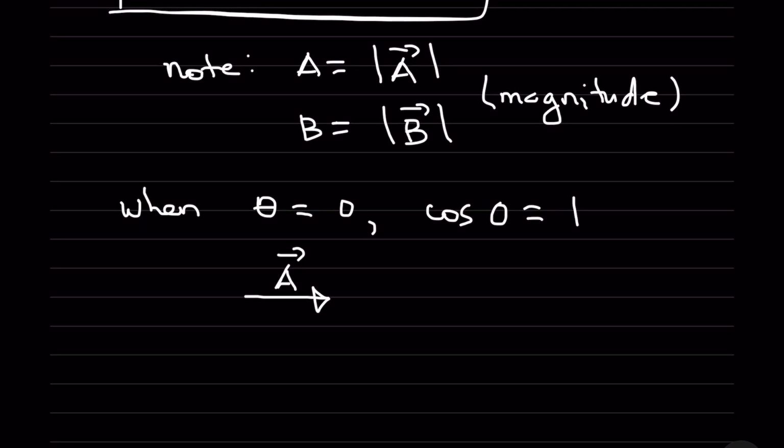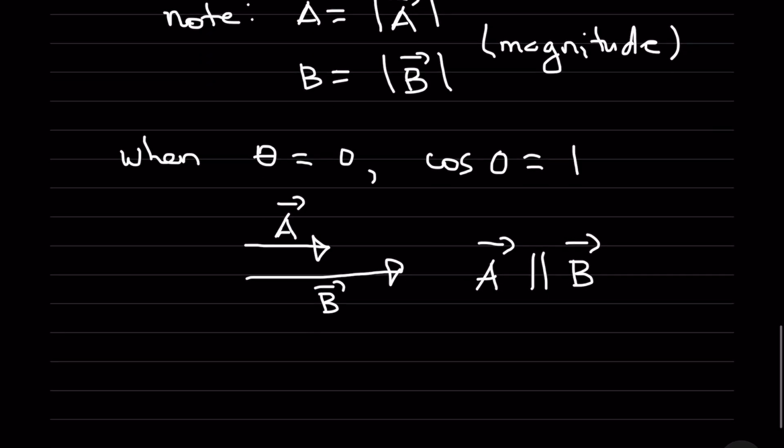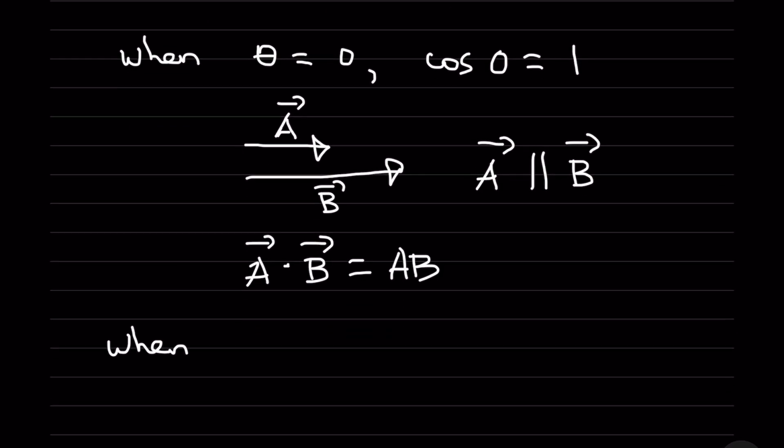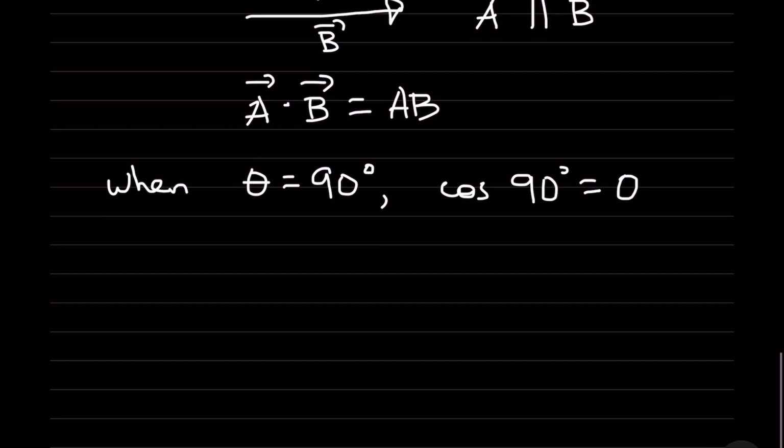Let us consider different cases. So when theta is equal to 0, that is the case when the two vectors are parallel to each other as shown in this figure. The value of cosine 0 is equal to 1. Therefore, A dot B is simply equal to the product of their magnitudes.